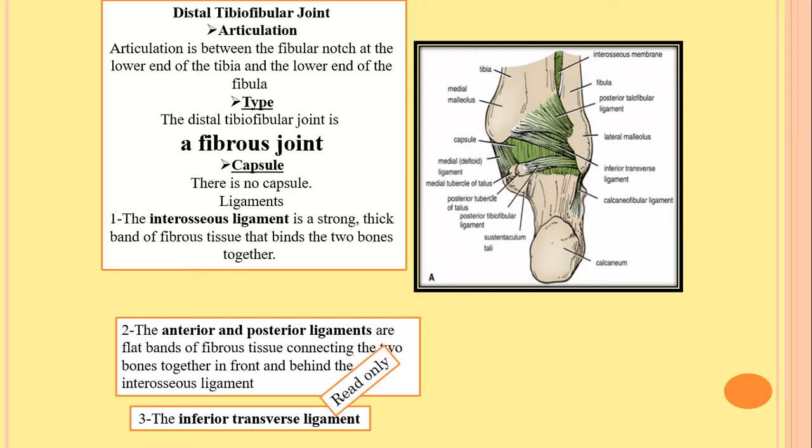And here is shown the lower tibiofibular joint, showing the ligaments also: the anterior and posterior tibiofibular ligaments. Here only the posterior tibiofibular ligament is visible. The anterior will be on the anterior side.